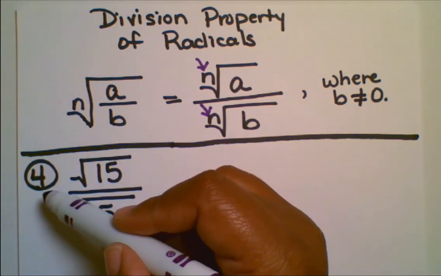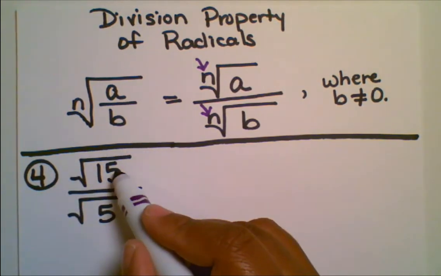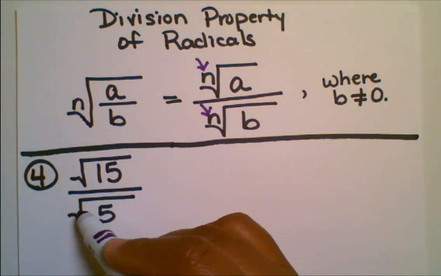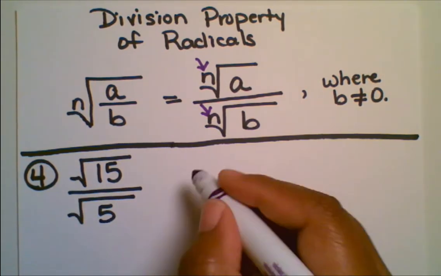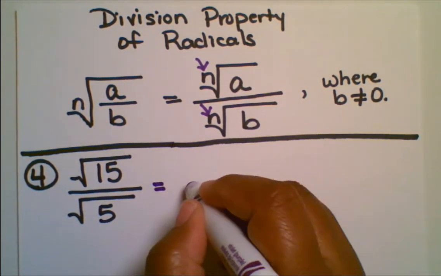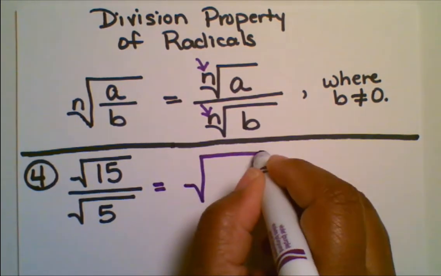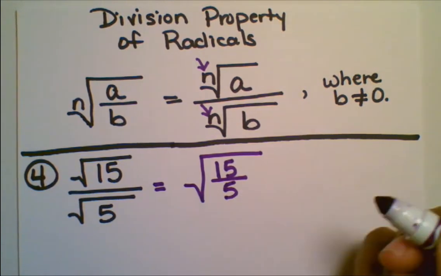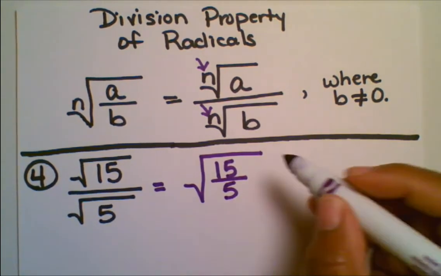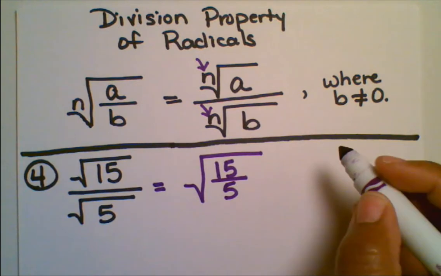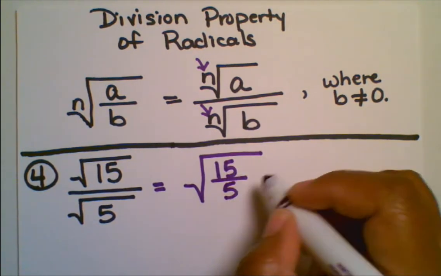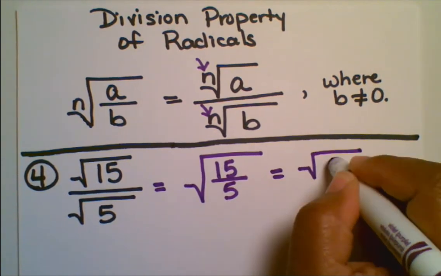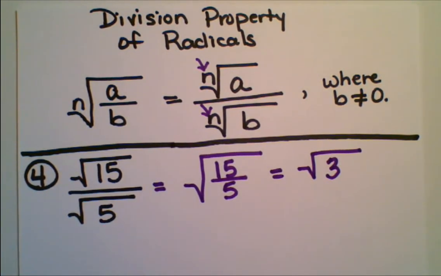So with example 4, we have the square root of 15 all over the square root of 5. We have a common index, which is 2. So what we can do is take the radicand 15 and the radicand 5 and make it into one fraction under a common radical. And then we can divide 15 by 5. That gives us the square root of 3.